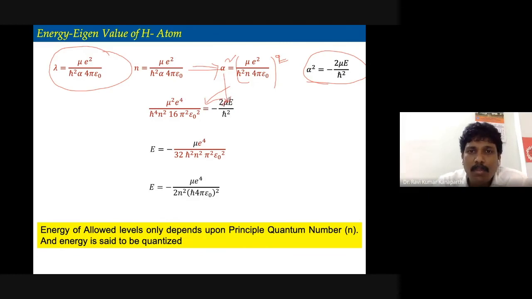Here there is a mu. That mu and one mu can cancel. Similarly, h cross squared is there, h to the power 4 on this side, so both can be cancelled, right? And you can make it very simple.